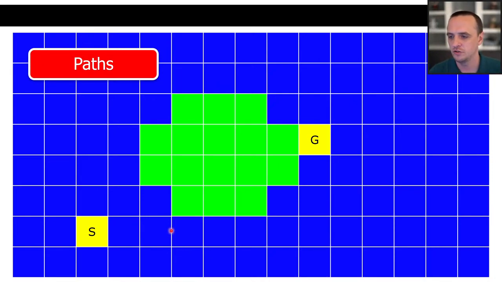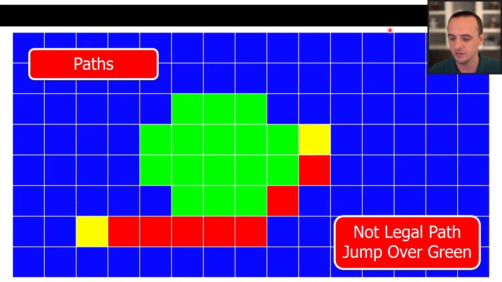Now we move on to paths. So paths in this environment, what would a legal path be? Well, a legal path is an ordered sequence of legal actions. So for example, even though it might initially look like it, this is not a legal path. Okay, so if this is our environment, even though these tiles are all blue, you cannot make this path because jumping over this green one right here is not a legal action.